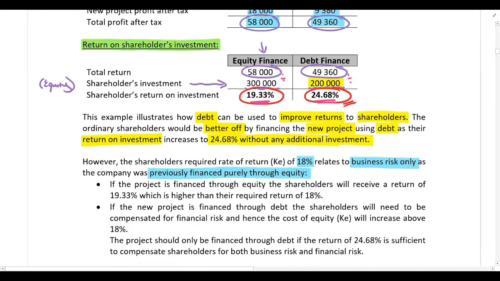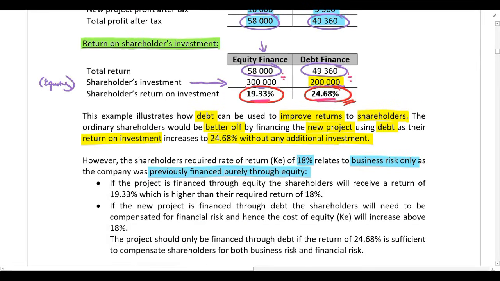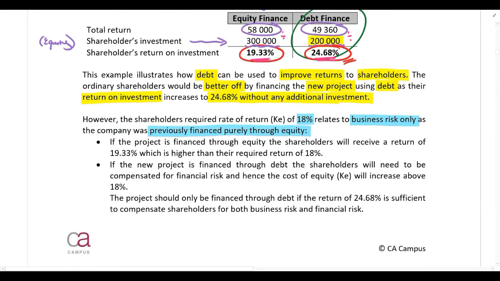If the company does go and finance this new project using debt finance, they won't only want a return of 18% on their investment. Their return is going to increase because they are now exposed to financial risk. So the return of 18% won't be enough anymore. So you can see that just below.